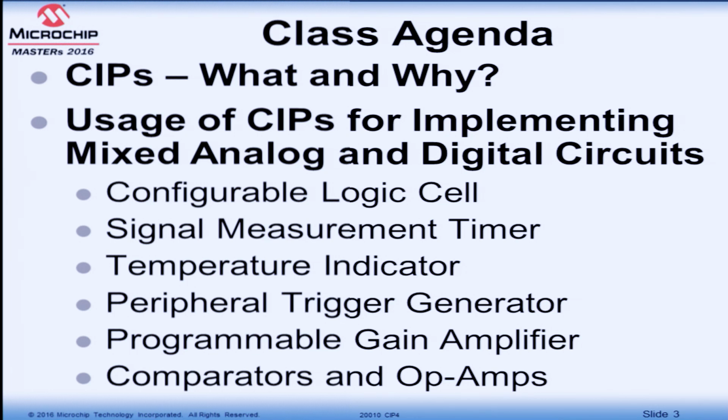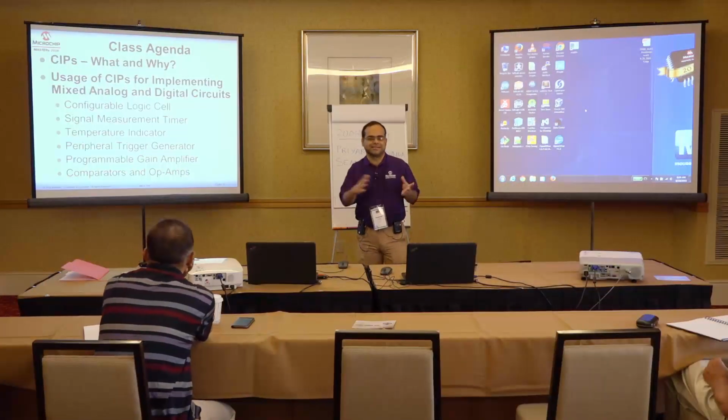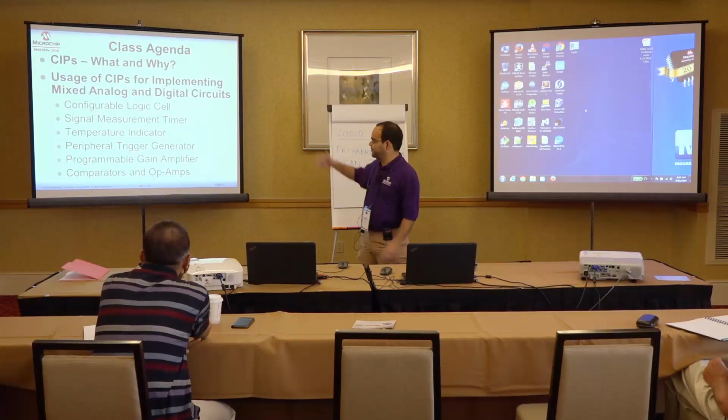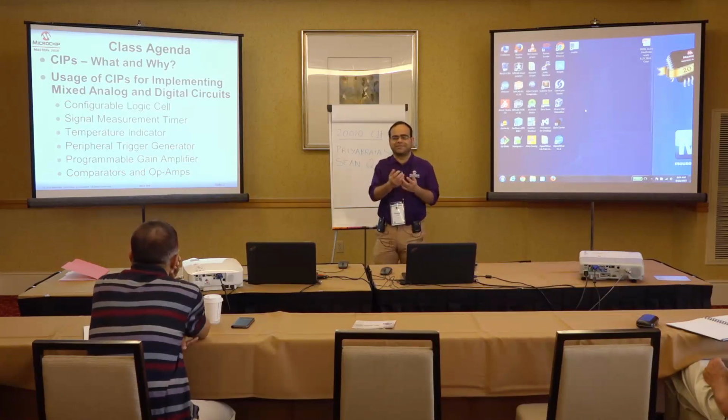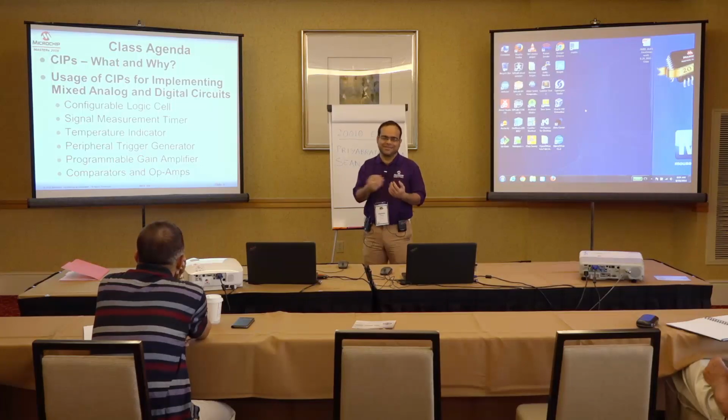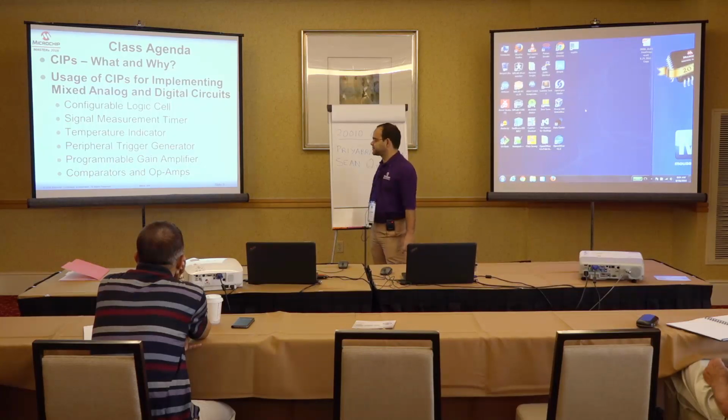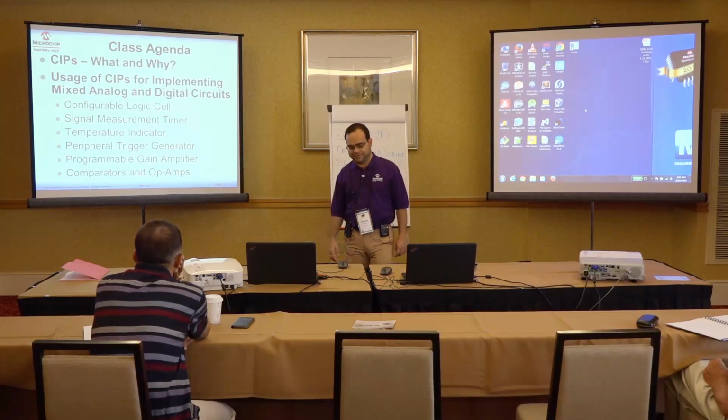Then we'll look at some modules that are present only on the 8-bit devices, like the signal measurement timer and temperature indicator. And then we'll move on to modules that are present mainly on the 16-bit devices so far, like the peripheral trigger generator. That's a very powerful module that we'll look at in a little more detail. And some of this may be familiar to you if you have sat for the CIP2 class, so I would say there is a little bit of overlap because we have segmented it by application areas or example applications. Then we'll look at programmable gain amplifier, or PGA, and finally comparators and opamps.